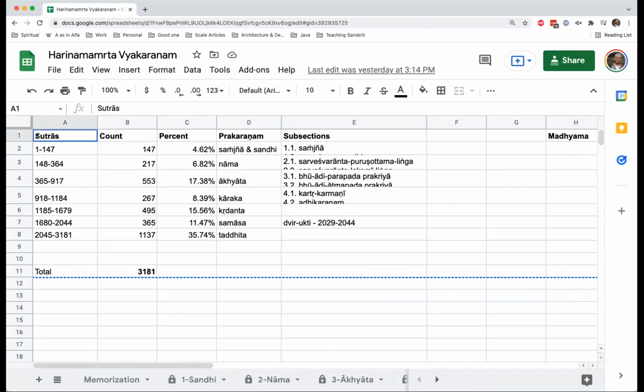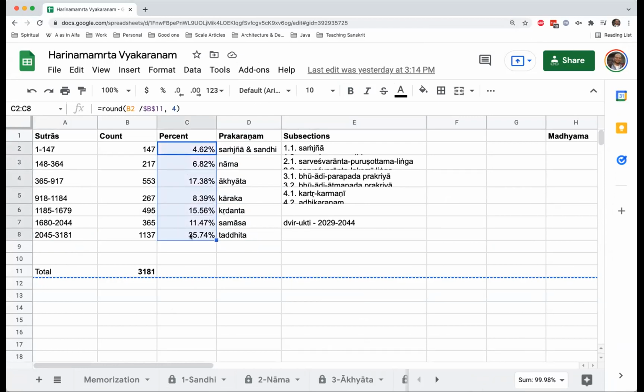So this is the sutra division. You have the chapters: Saṁkhyā, Sandhi, Nama, Akhyata, Karaka, Krudanta, Samasa, and Taddhita. These 7 chapters we saw. So in total, Jiva Goswami has composed 3,181 sutras. And this is the percentage.